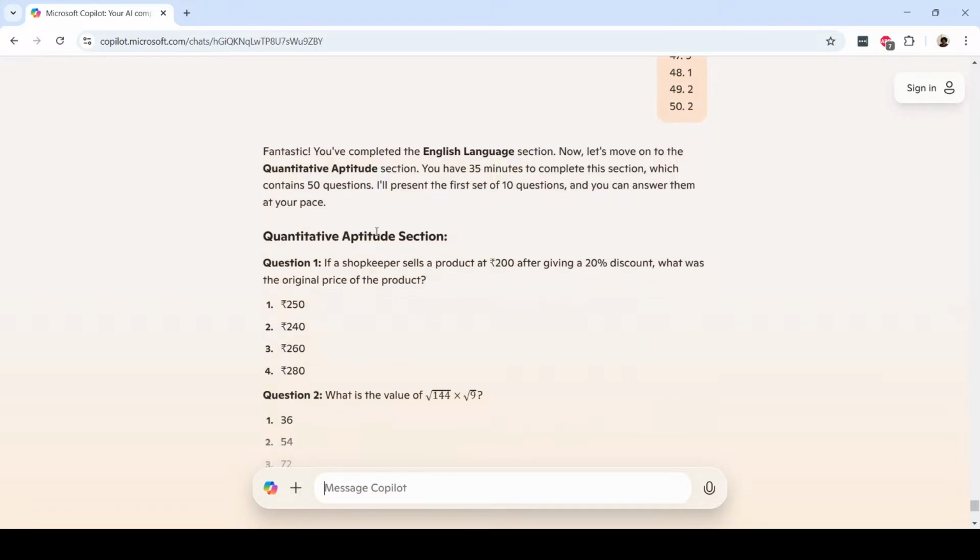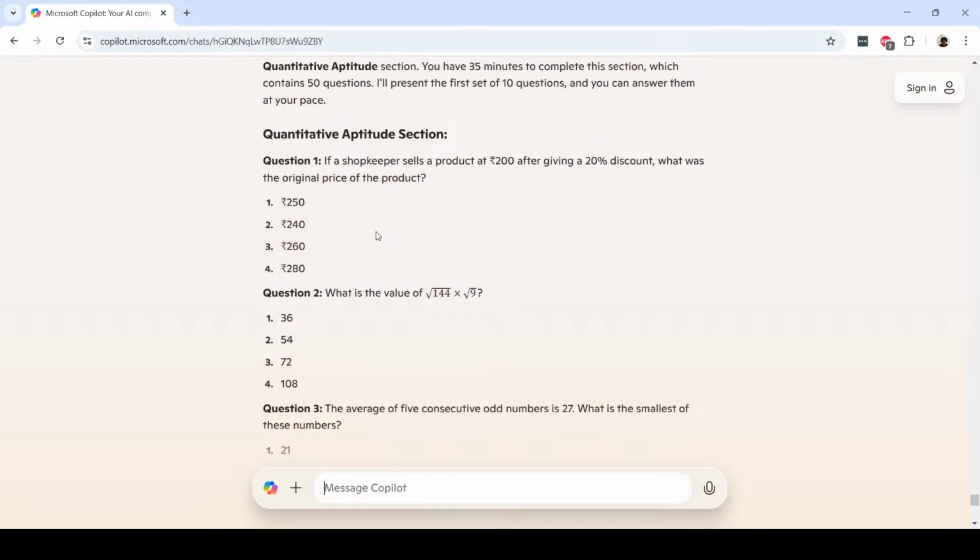Now quantitative aptitude. Okay, again, logical questions are coming, which are like favorite parts to people like me who just need a notebook. Okay, sells a product at 200 after giving a 20% discount. 250.